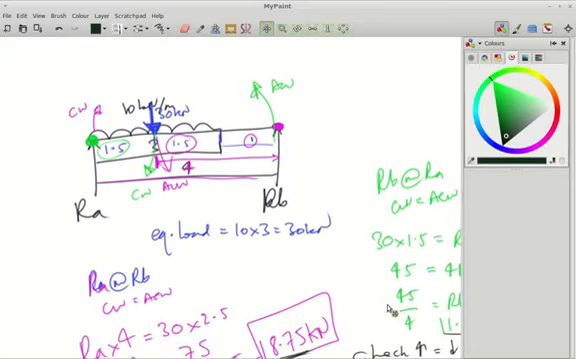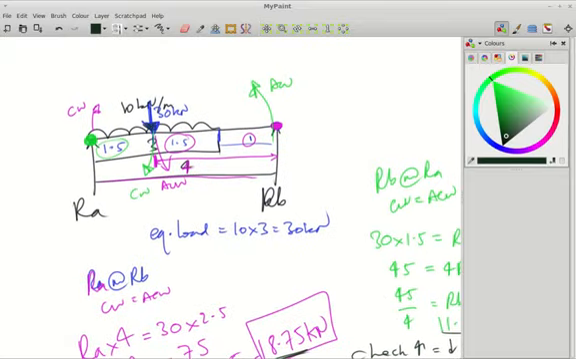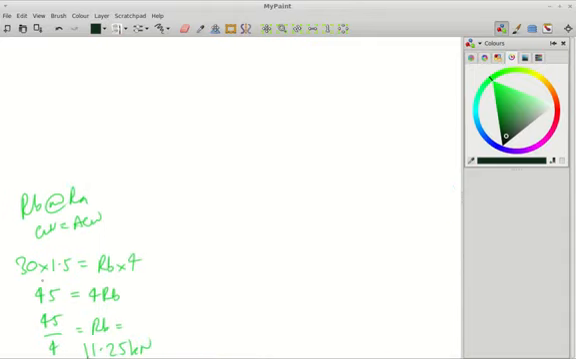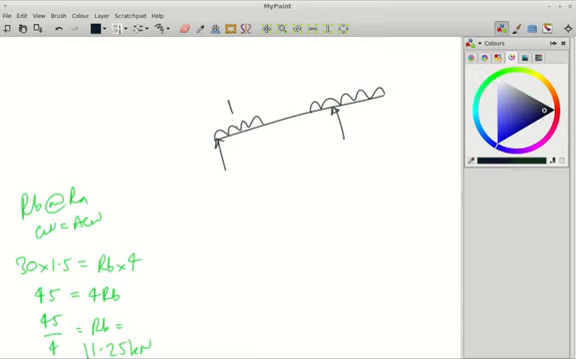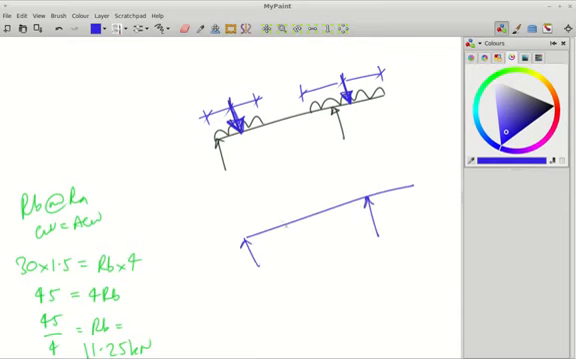That's essentially the principle of it. Just convert your UDL and it'll always act in the middle of the UDL. So if you had a beam that was cantilevered and you had a UDL acting over a certain distance and another UDL acting over that distance, you'd just convert it. This UDL would act here, this UDL would act here, but they'd both act exactly in the middle of the run of the UDL, if you like, and then you just work it out as if it was a regular point load calculation. And there you go.